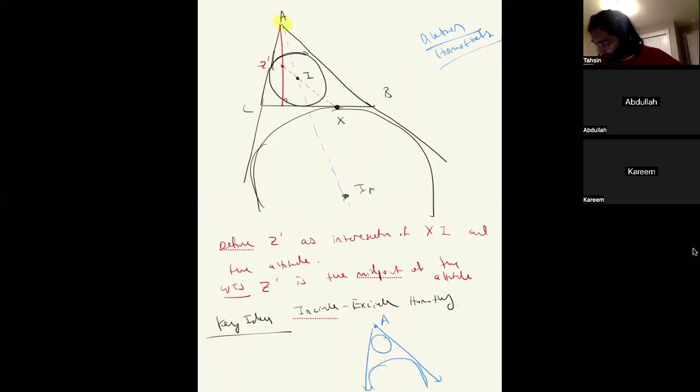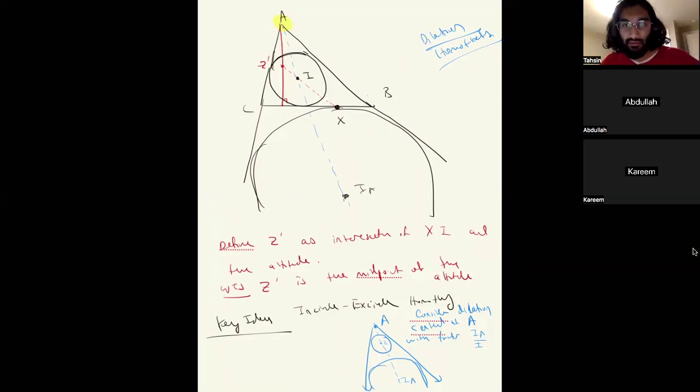Okay, maybe I'll just write it explicitly. So I and IA, these lie on the same line as A, or they're collinear with A. So I say consider a dilation centered at A with factor IA over I. Okay. So this should send the in circle to the X circle. Does it make sense what I'm saying?